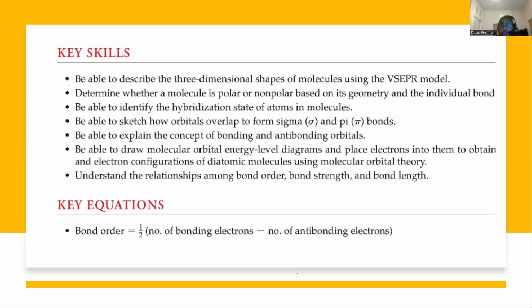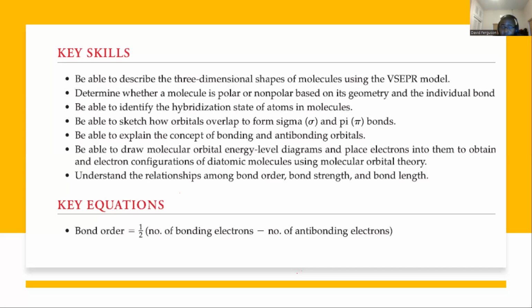So hybridization is just referring to mathematical mixing of orbitals. That's a short and fast way to describe it. It points to an idea in the valence bond theory. Be able to sketch how orbitals overlap to form sigma. So sigma comes from the shape and also the fact that it's on the internuclear axis, sigma and pi perpendicular to the internuclear axis, perpendicular. Pi bonds, be able to explain the concept of bonding and anti-bonding.